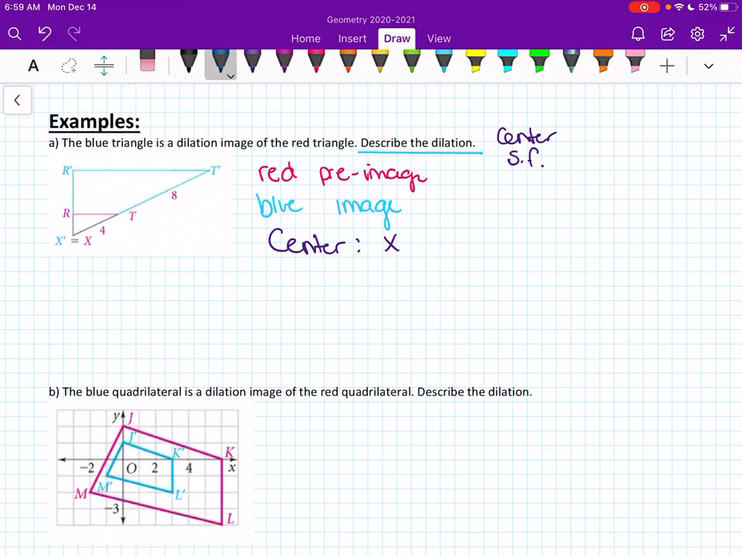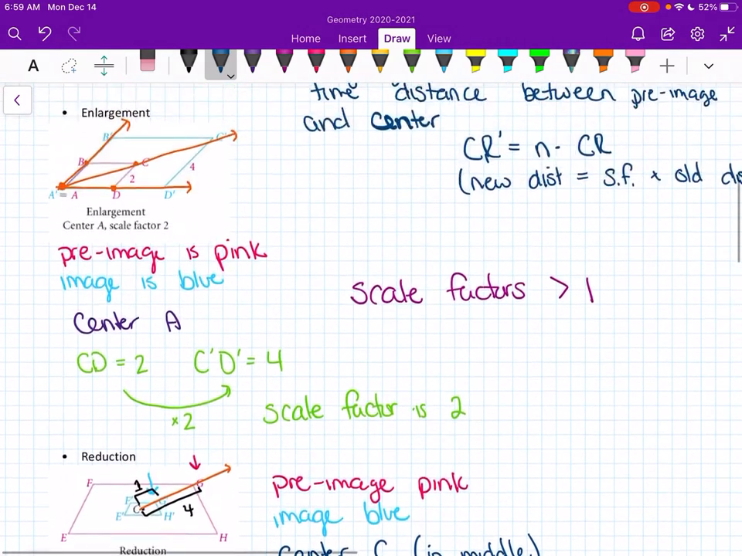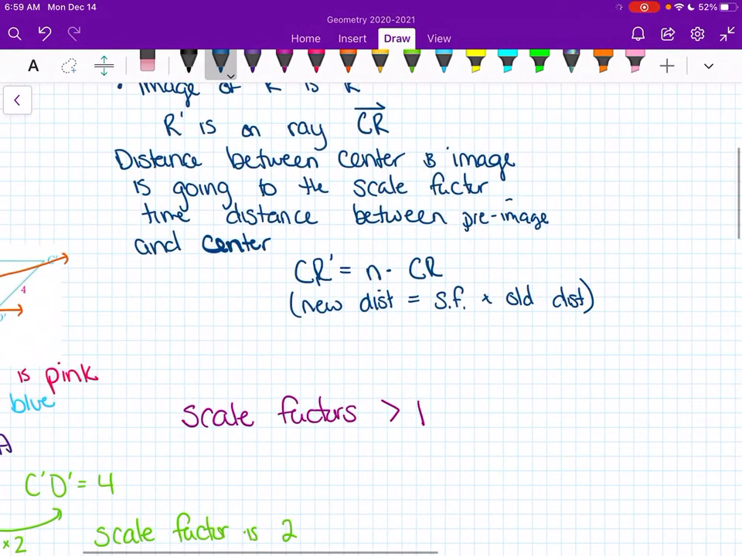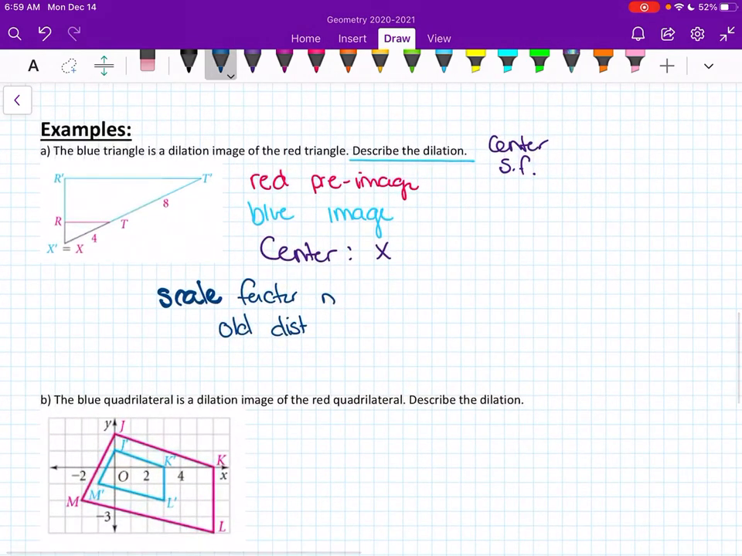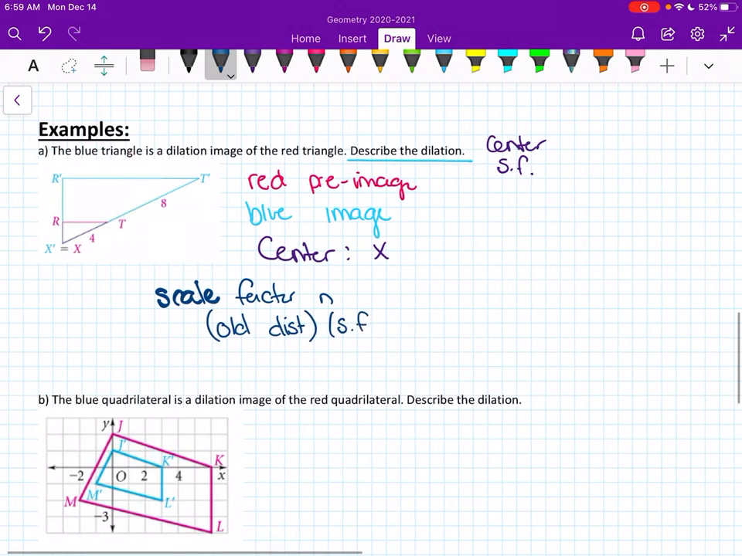Okay. So my scale factor is going to be, we're going to use N. My scale factor is N. Now remember, I'm going to look and say my old distance. Well, let's go back to that formula right here. Okay, so new distance is scale factor times old distance. Okay, so my old distance times my scale factor is going to equal the new distance. Here, I'll put it on this side so it looks like it did up above.